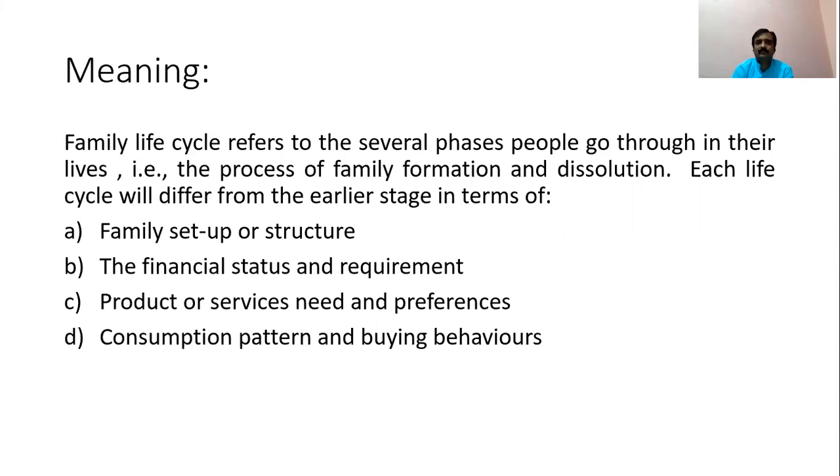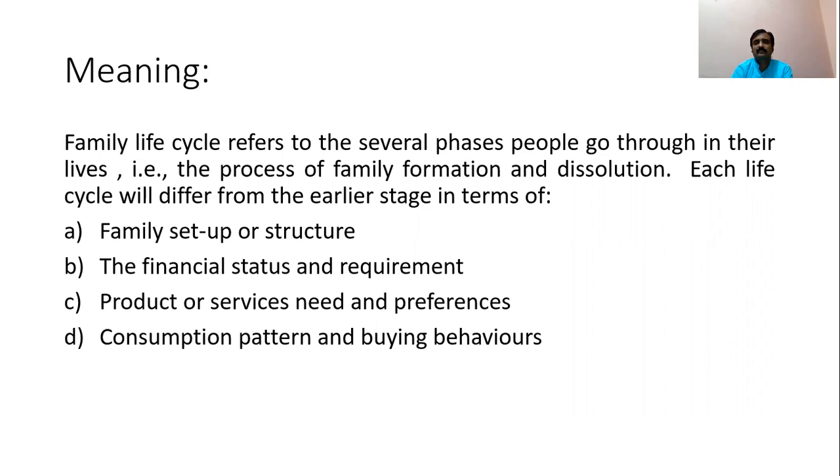All these processes, various stages, constitute the family life cycle, like the individual life cycle, where a person is born and then dies, and comes across different stages. Like that, from formation to dissolution, the various phases or stages that a family goes through are called the family life cycle. Each stage will differ from earlier stages in terms of family setup or structure, which differs from one family to another, and in financial status and requirements.